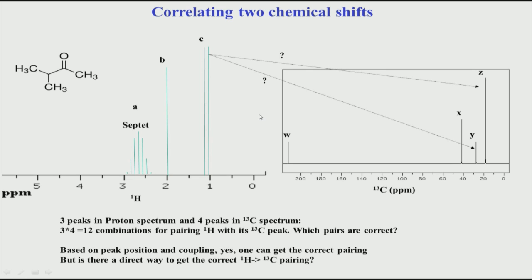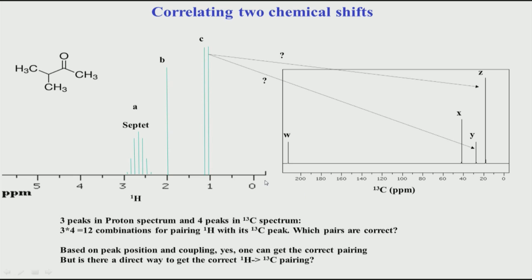If I try all possible combinations, I have 12 combinations possible, because this can go with any of these 3, this can go with any of these 3, and this can go with any of these 3. There are actually 4 peaks in the carbon spectrum here. Of course, logically you can say that this one is not attached to a proton, so you can ignore that combination. But by brute force, a mathematical approach tells me that given 4 peaks here and 3 peaks here, I expect 12 combinations or 12 pairs.